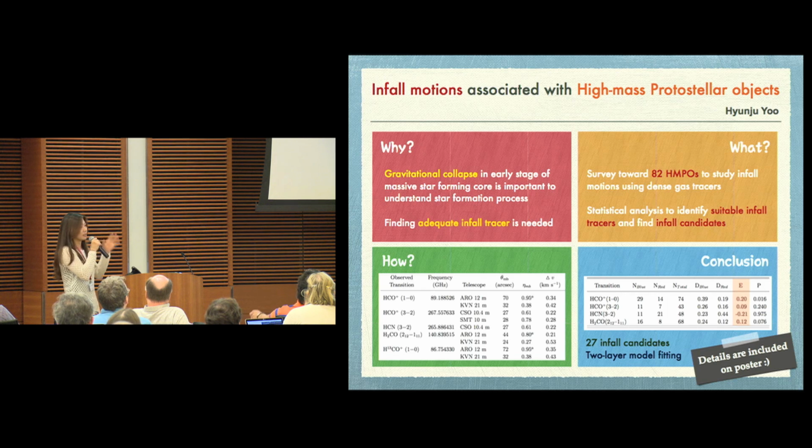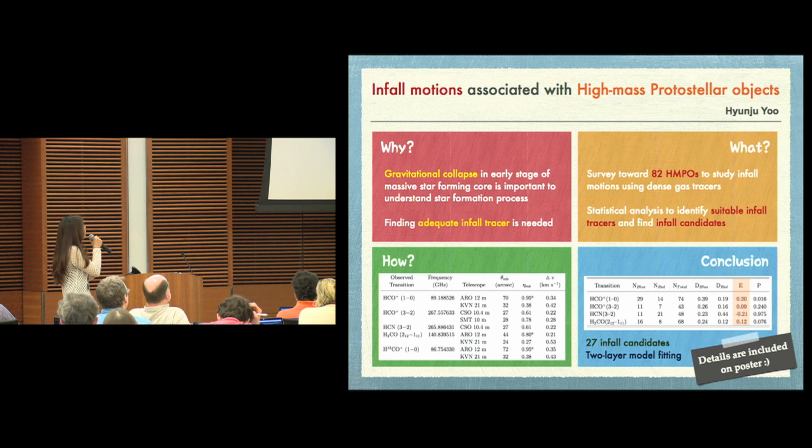Studying gravitational collapse in massive star-forming cores, especially in the early stage of massive star-forming cores, is important to understand the star formation process. In order to observe collapsing regions, we need to know the adequate infall tracer. We surveyed 82 high-mass protostellar objects to know which infall tracer is suitable toward these sources and to find infall candidates.